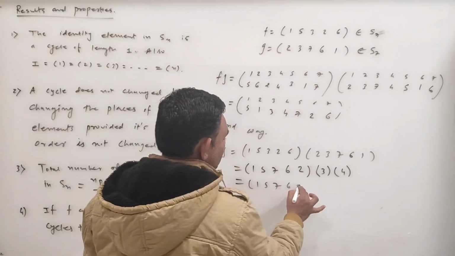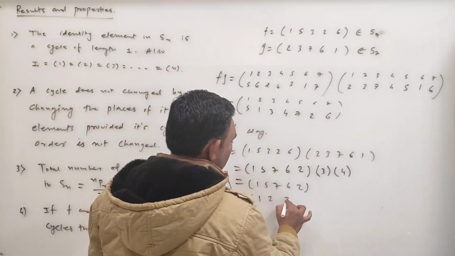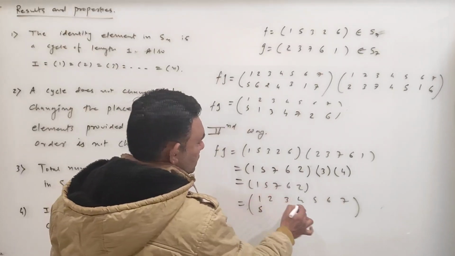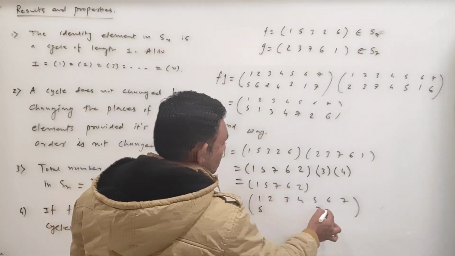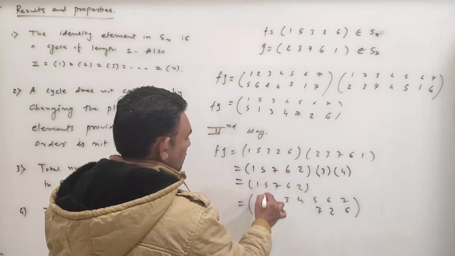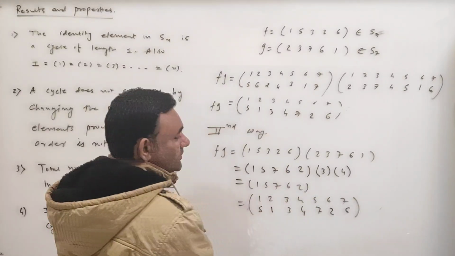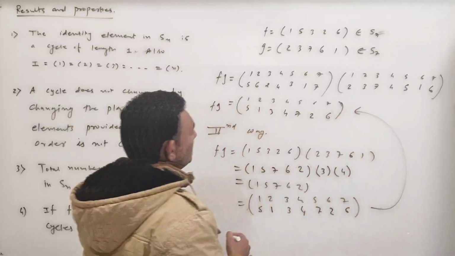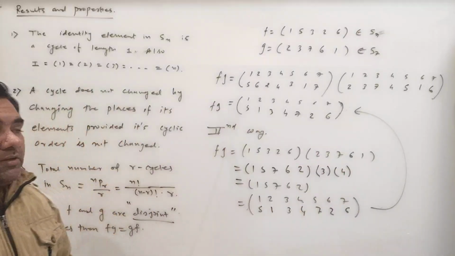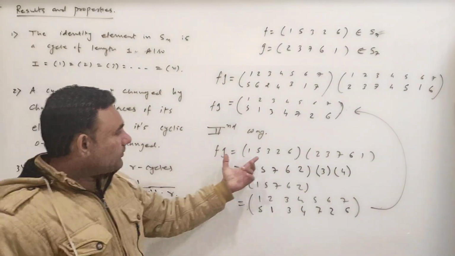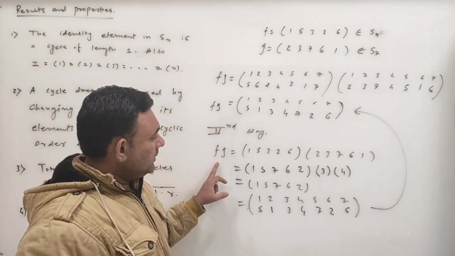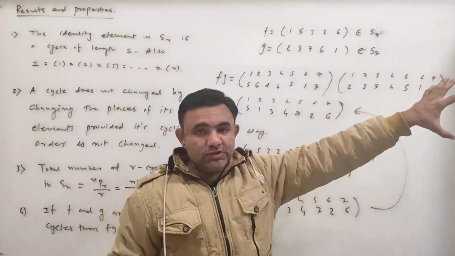So 1, 5, 7, 6, 2, and if you rewrite in this way 1, 2, 3, 4, 5, 6 and 7, then here 1 goes to 5, 5 goes to 7, 7 goes to 6, 6 goes to 2 and 2 goes to 1, and 3 and 4 as it is. And now you compare these two things, 5 1 3, 4 7 2 and 6, right? So this is another way to compute the product of f and g without writing in this matrix notation, right?